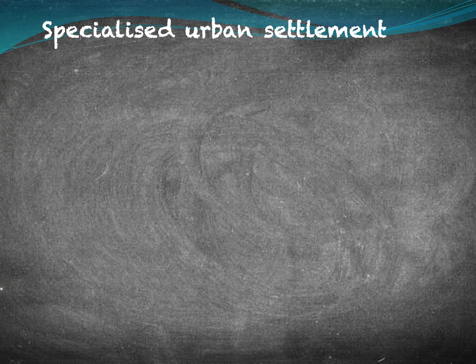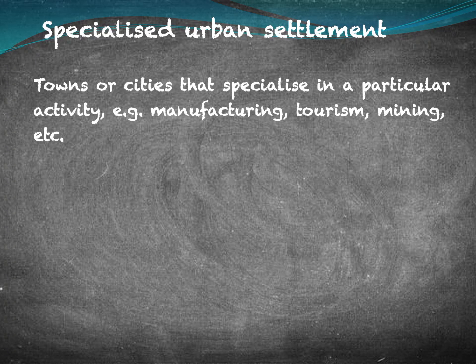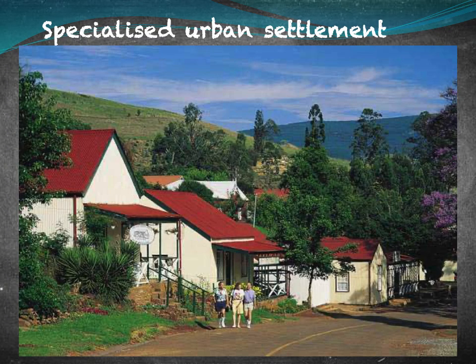Then finally we get the specialized settlement. What is a specialized settlement? A specialized settlement is a city or town that specializes in a particular activity. It could be a manufacturing town, it could be for tourism, it could be for mining. Now here we see an example where initially this town of Pilgrim's Rest was a mining town.